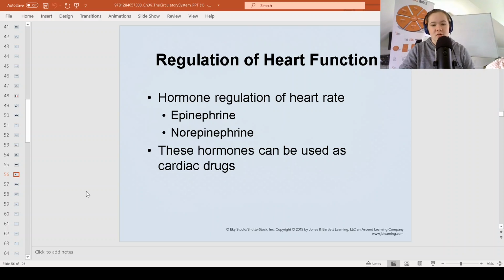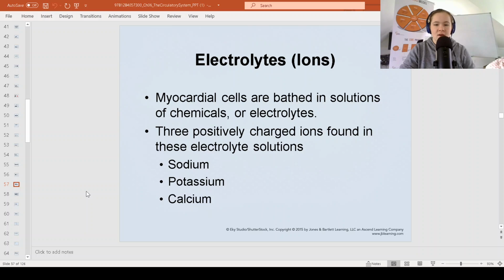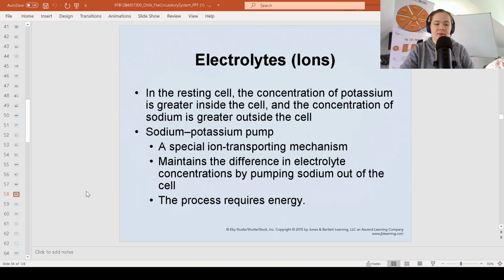Hormone regulation of the heart rate: epinephrine, norepinephrine. These hormones can be used as cardiac drugs. Electrolytes, which are ions. Myocardial cells are bathed in solutions of chemicals or electrolytes. 3 positively charged ions are found in these electrolyte solutions: sodium, potassium, and calcium.